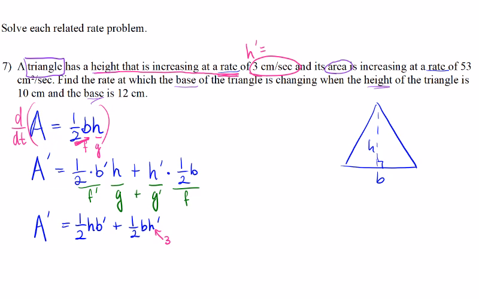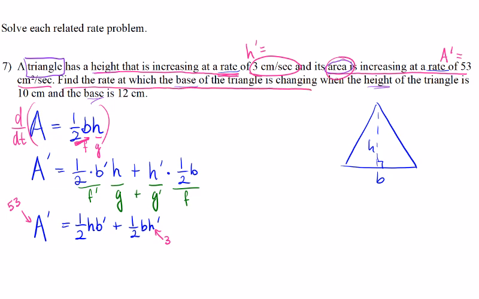Then in the next part it says the area is increasing at a rate of 53 square centimeters per second, centimeters squared per second. So that's another rate. It's another per second. And so that's going to be the rate at which the area changes, so that's going to be A prime. Okay, A prime is going to be 53. So I'm going to put 53 in for A prime.